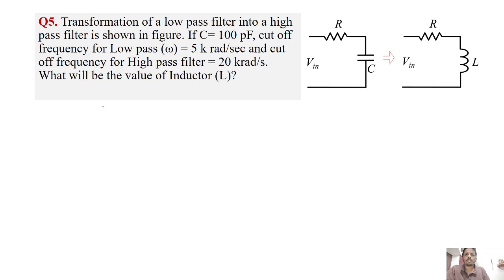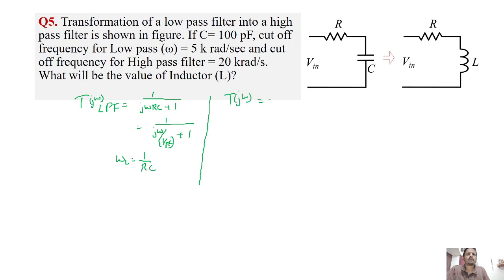So definitely the low pass filter transfer function will be T of j omega equal to 1 by j omega RC plus 1, right? So 1 by j omega by 1 by RC plus 1. So what is the cutoff frequency here? Omega equal to 1 by RC. Okay. So for the high pass filter, T of j omega will be given as, from here it's directly clear, right?